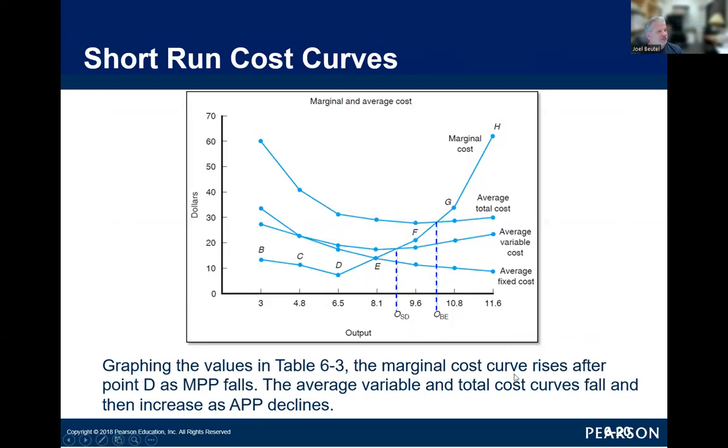The marginal cost curve rises after point D as the marginal physical product falls. So this is our falling point for marginal physical product. The average variable and total cost curves fall and then increase as average physical product would have climbed if we lay that over this graph, which you could do.